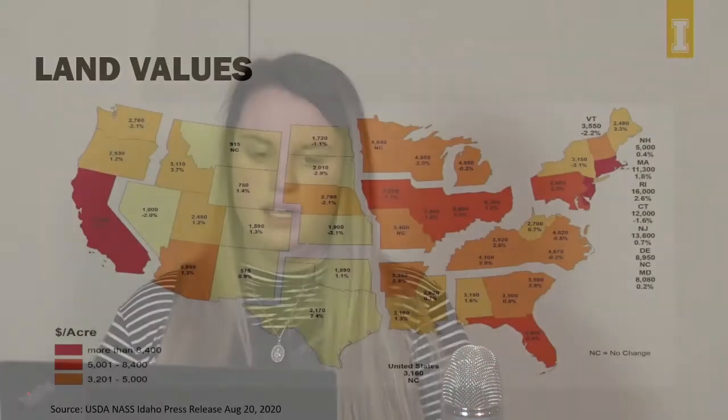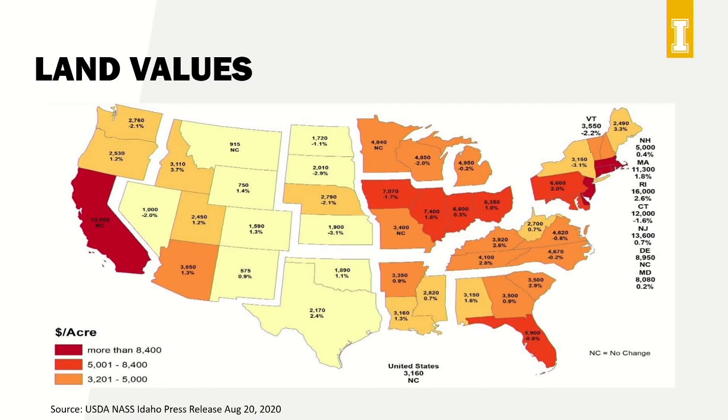So this is a map, USDA NASS sent this out, and it's just the land values, and you can see the states with darker shading actually have the largest increases in their land values. And you can see that Idaho is actually a darker orange than some of our surrounding states. We went up 3.7% in our land values, with our average being $3,000 per acre. But I just want to break that down for you.